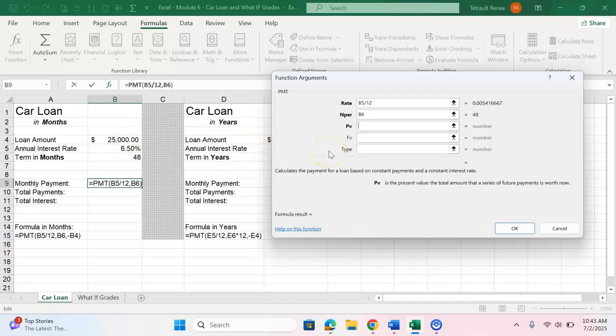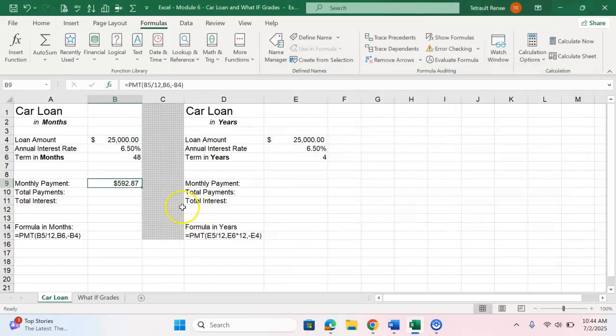So before you click the cell B4, type the minus sign. Otherwise, you'll get it in a credit, which is red. So we don't want to see it in red. So I'm just going to add that little minus sign, and then I'll click the cell B4. And you can see right now, the monthly payments are going to be $592.87. So I'll click OK.